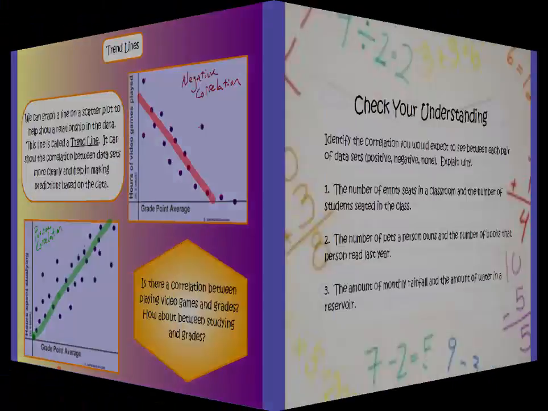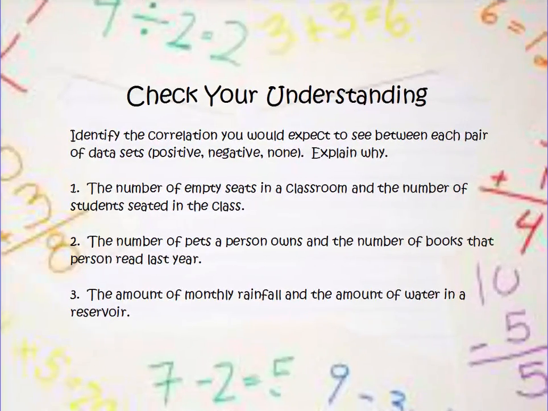So it's time for Check Your Understanding. I'd like you to please identify the correlation you'd expect to see between each pair of data sets, positive, negative, or none, and explain why. In other words, let's look at number 1. It says the number of empty seats in a classroom and the number of students seated in the class. So is there a correlation here? If there is a correlation, would you think it is a positive or a negative correlation?